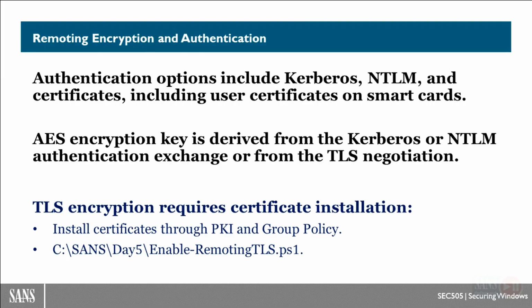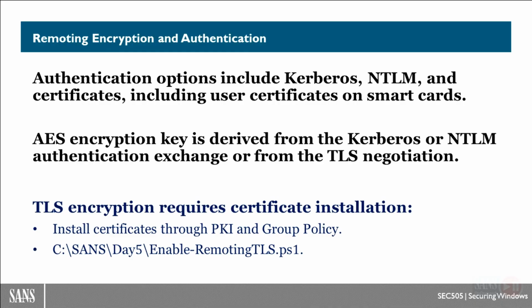This can be done by hand, and the steps are shown in your book, but it's far easier to script this out. And in fact, in your Day 5 folder, that's when we're going to talk about PKI, there's a script called Enable Remoting TLS, and that'll automatically identify a TLS-compatible certificate on your machine, and then configure the WinRM service to use that certificate. That way you don't have to do it by hand, and this is compatible with an automated way of installing and configuring these certificates on your boxes.